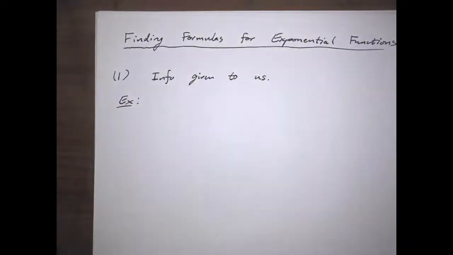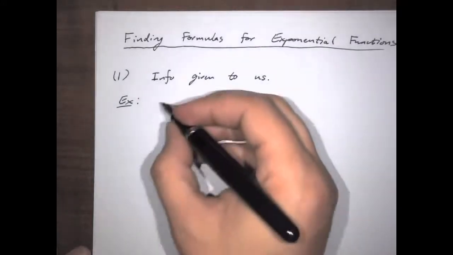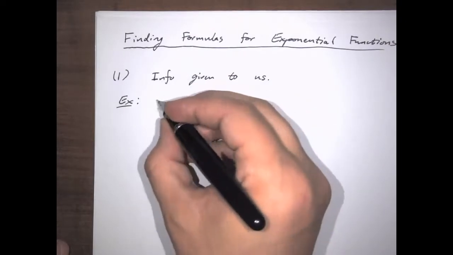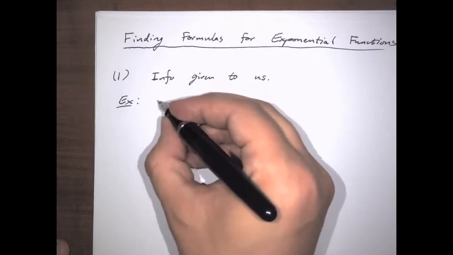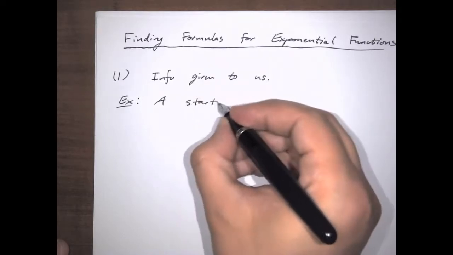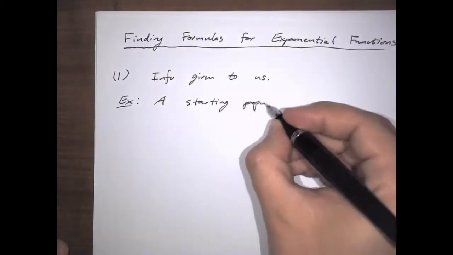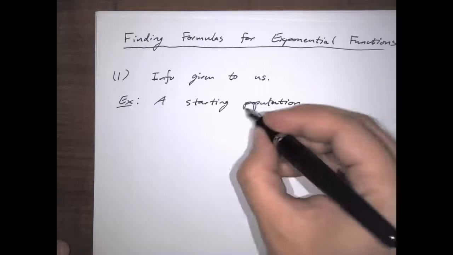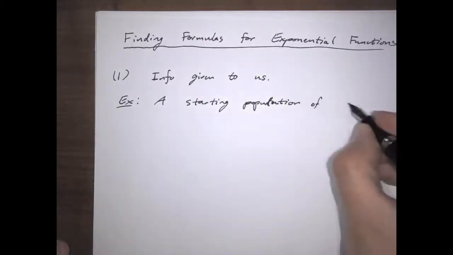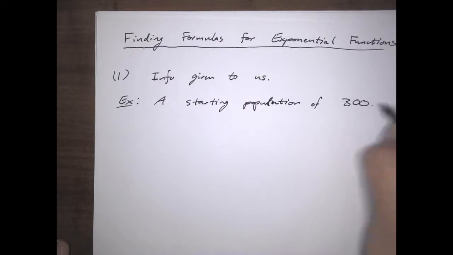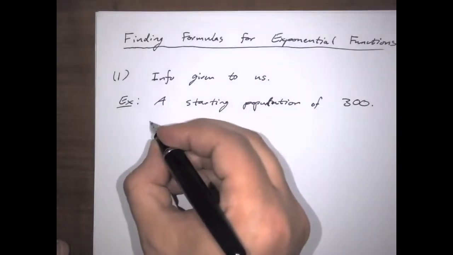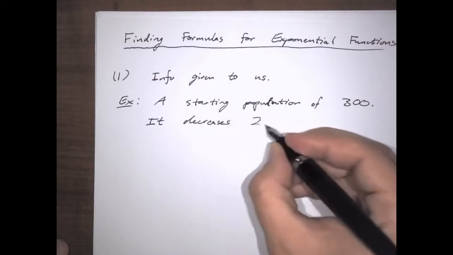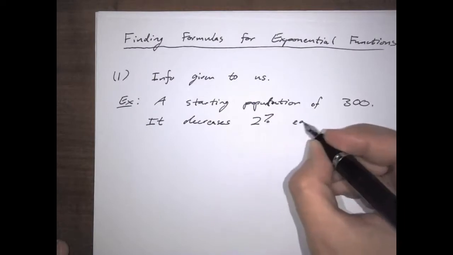I might tell you what the initial population was and how much it was growing, or the initial amount of money and how much it was growing. So for example, we could have something like a starting population of 300, and let's say it decreases 2% each year.